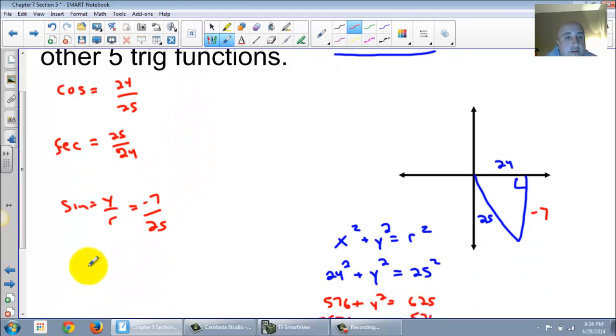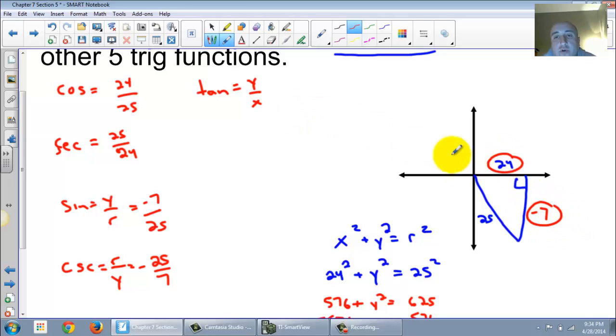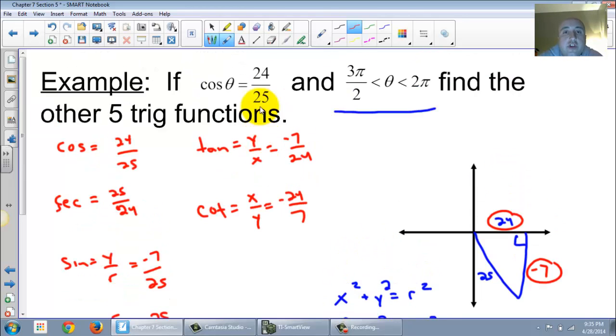And then what else do we know? What do we automatically know if we know sine? We know cosecant, which would be r over y, just the reciprocal of this, so -25/7. So we know cosine, sine. Now we need to do tangent. Tangent is y divided by x. Y is -7, x is 24. So -7/24. And then we automatically know cotangent, which would be x over y, which would be -24/7. Okay, so there's our 6 trig functions based off the 2 pieces of information they gave us at the very beginning. Okay, hopefully that makes some sense.